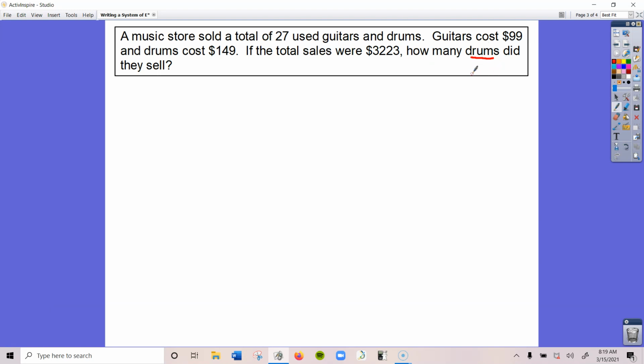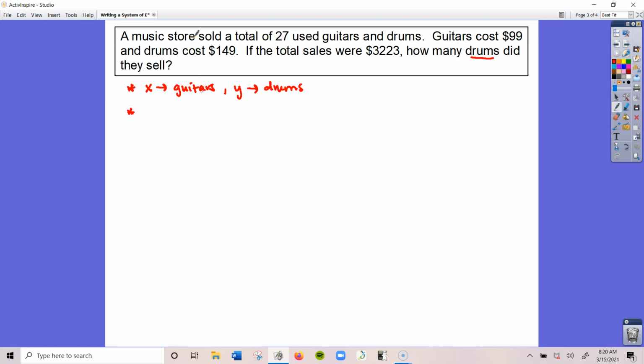So let's label what our variables would be. First of all, we have both guitars and drums, and both of these equations would represent each of these. So we want X to represent guitars, and we'll make Y represent drums. Now we're going to write some equations. The two quantities here that we're given, one is the amount of guitars and drums that were sold, and two is how much money was made from these sales.